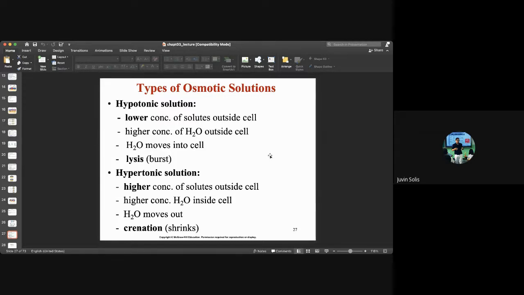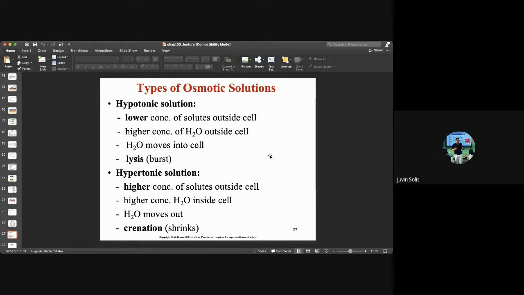Okay? Did you guys follow the difference between hypotonic and hypertonic? Is this one clear? Yes, sir. Sir, pwede pong paulit. Yes, sir. Okay.